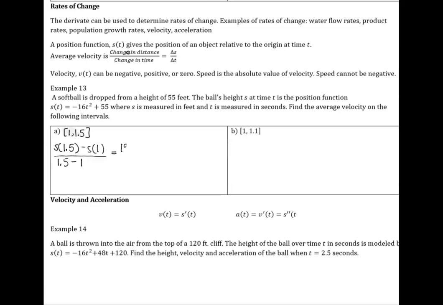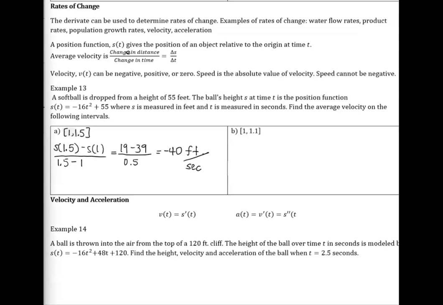This leaves us with 19 minus 39 in the numerator over 0.5 in the denominator. So I'm getting these numbers by simply plugging 1.5 into this position function, and similarly from plugging 1 into this position function. And we are left with negative 40. And let's consider our units here. The numerator came from the position function, which is measured in feet. And the denominator came from the independent variable of time, which is measured in seconds. So this is negative 40 feet per second.